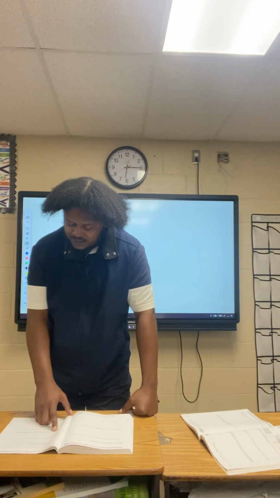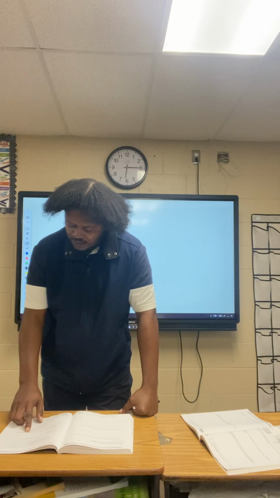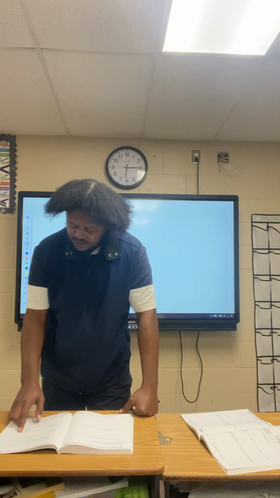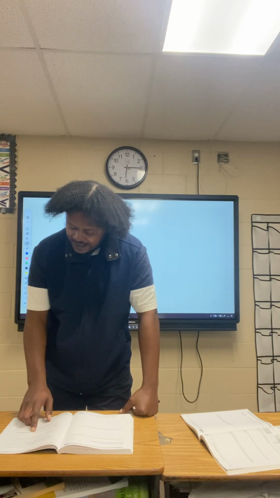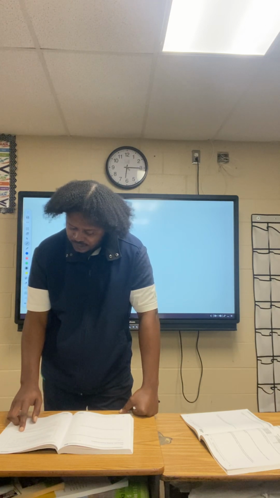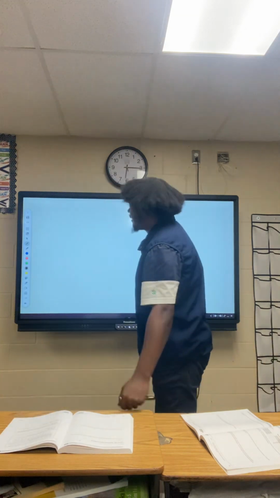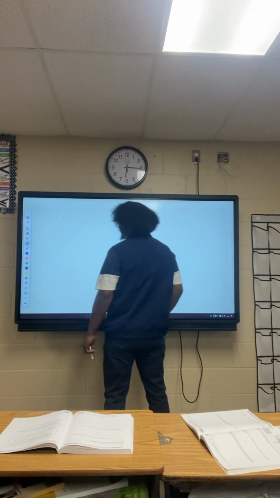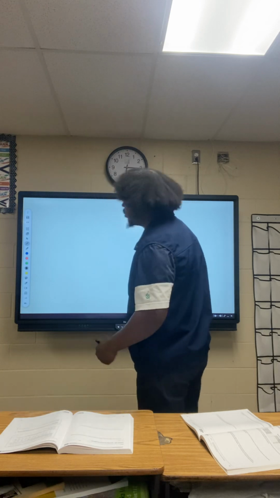It says, the Sparkling House Cleaning Company has cleaned 28 houses this week. If this number represents 40% of the total number of houses the company is contracted to clean, how many total houses will the company clean by the end of the week? Okay, so it said that they cleaned 28 houses, and 28 houses is equivalent to 40% of the total.